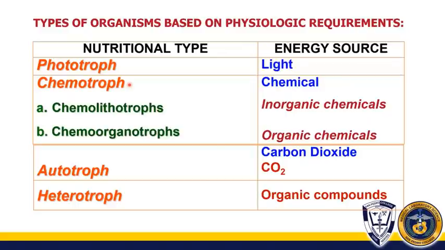Organisms that obtain their reducing power from inorganic compounds are called chemolithotrophs, while organisms that obtain their electrons from organic compounds are called chemoorganotrophs. Organisms that use carbon dioxide as a sole source of carbon for growth are called autotrophs. On the other hand, organisms that use organic carbon are heterotrophs.